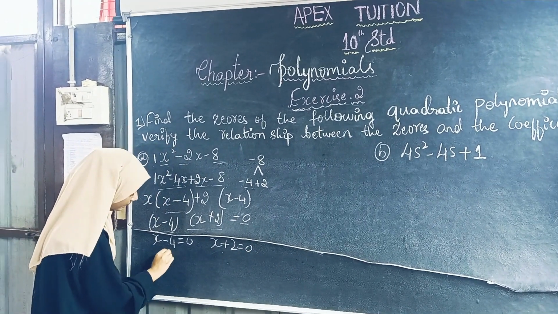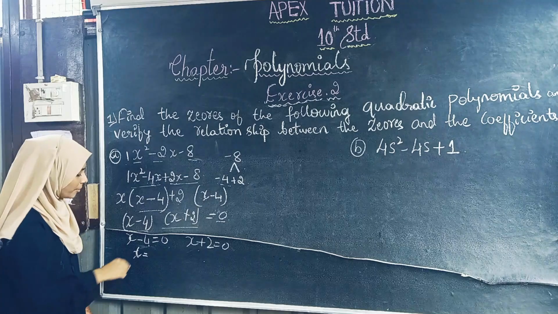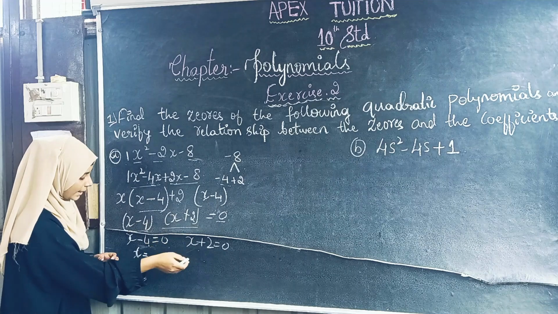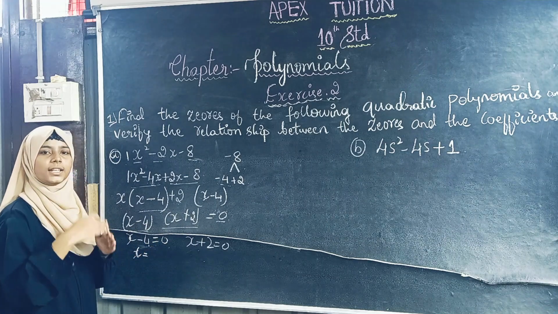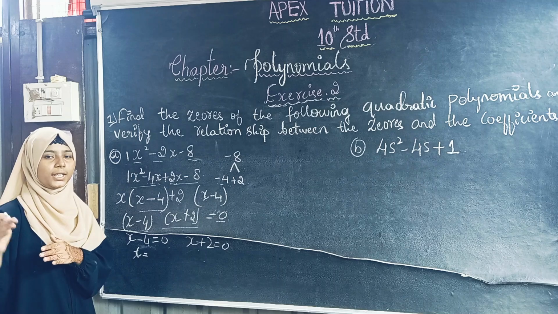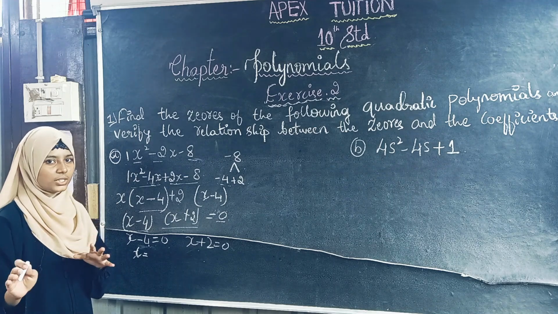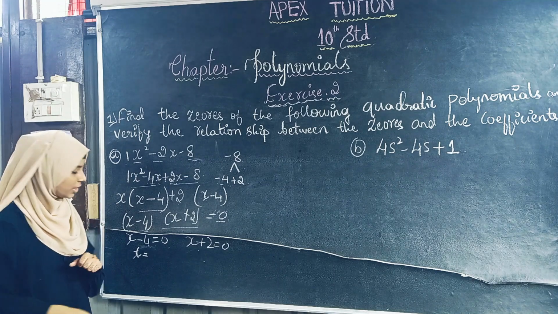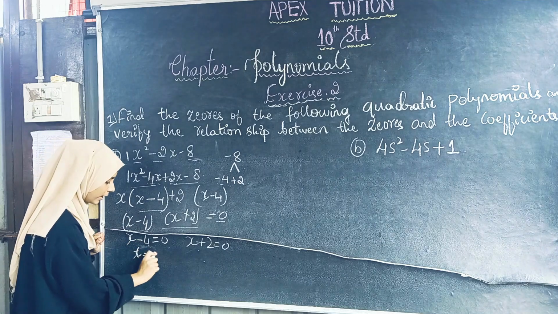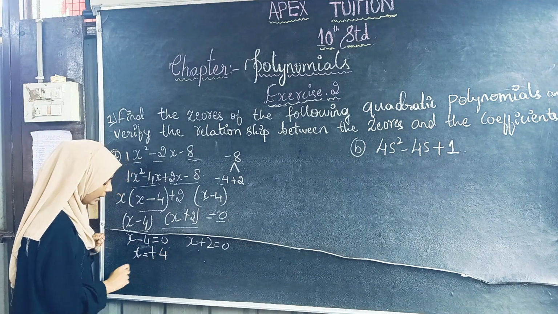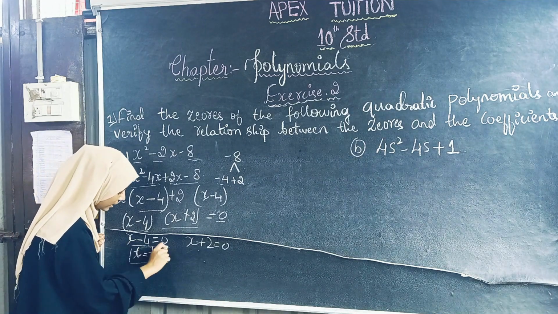Here x as it is. Now I am sending minus 4 to the right hand side. When we send the number from the left hand side to the right hand side, the symbols will change. Here minus 4 is there, then it will become plus 4. Here we will get the x value, x is plus 4.